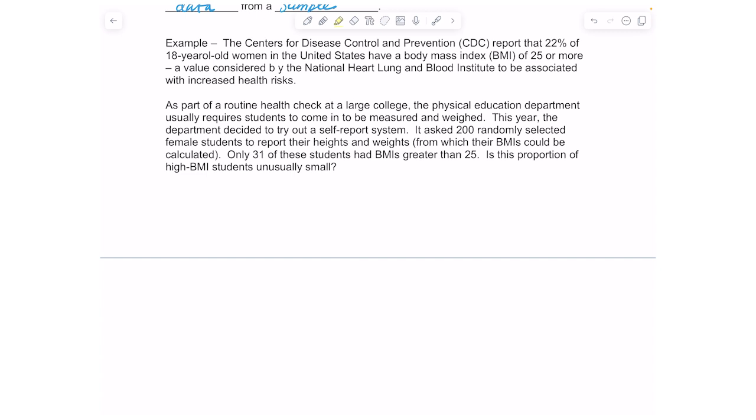So it does say in the problem that 200 randomly selected female students basically self-reported their heights and weights, right? So that covers the randomness.